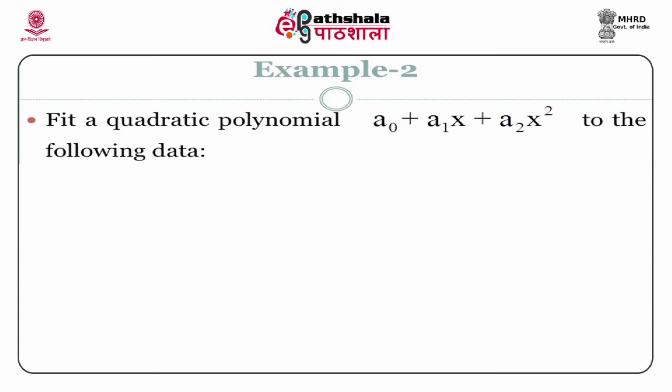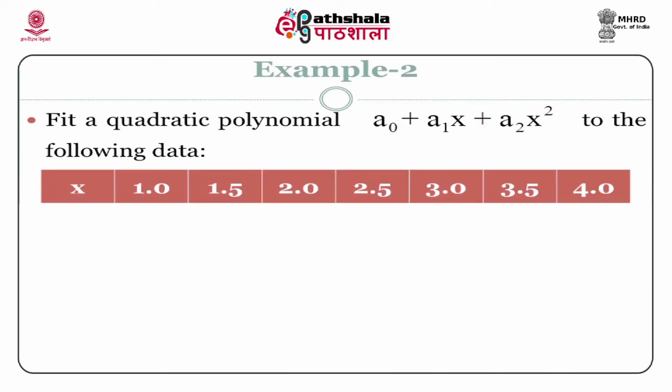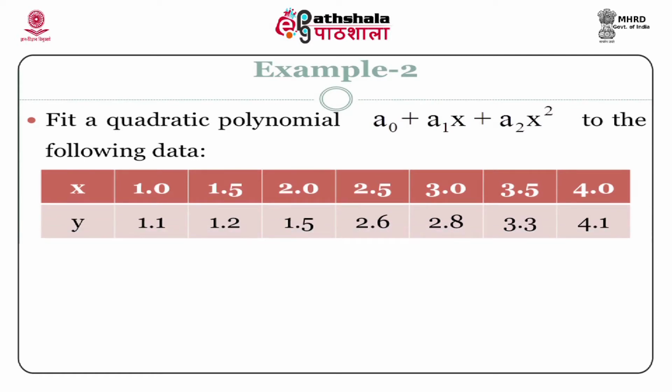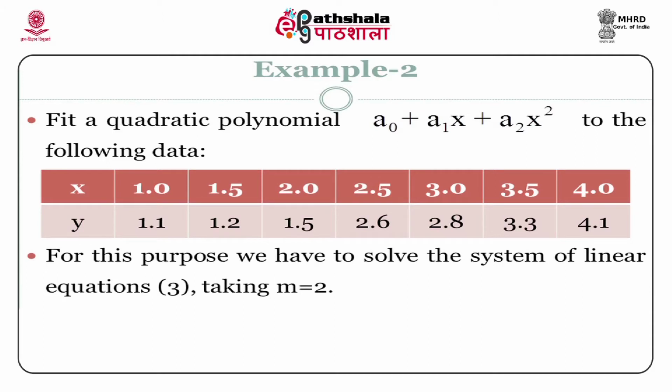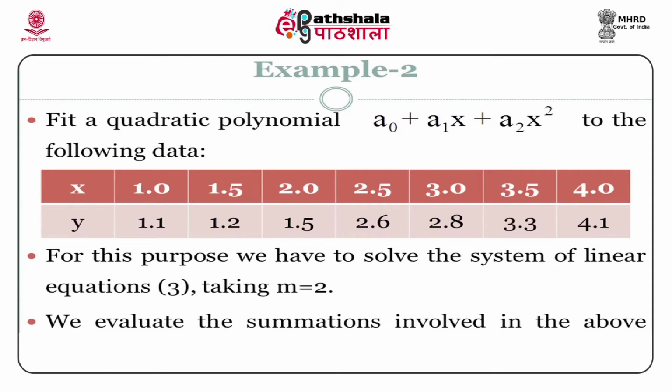This is example 2, which says fit a quadratic polynomial a0 plus a1x plus a2x square to the following data. Again we are taking the values of x as 1.0, 1.5, 2.0 up to 4.0. They are equally spaced values here. Y equals 1.1, 1.2, 1.5, 2.6, 2.8, 3.3 and 4.1. For this purpose we have to solve the system of linear equations 3 taking m equal to 2. So we evaluate the summations involved in the above system in the following table.